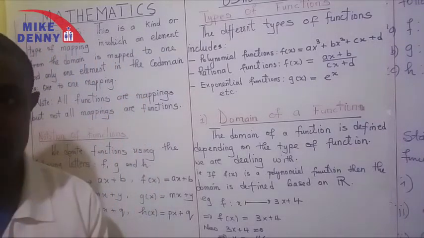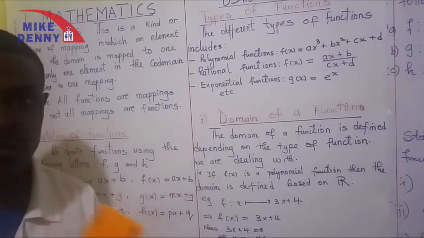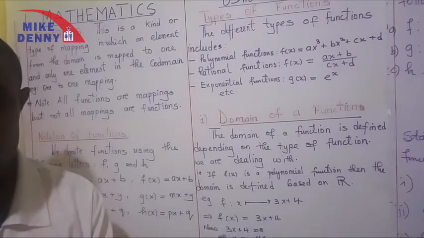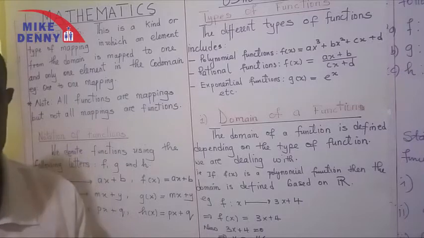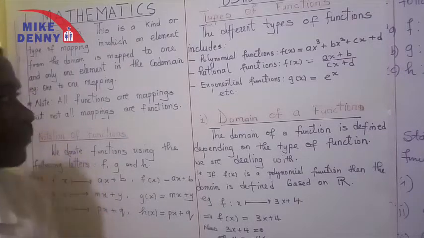Recall we did one-to-one mapping. So when one element from the domain is mapped to one and only one element in a codomain, it is called a one-to-one mapping. So that is an example of a function.